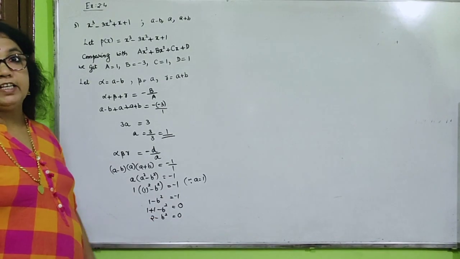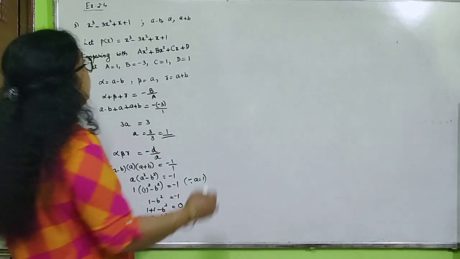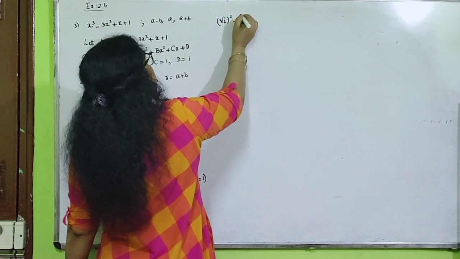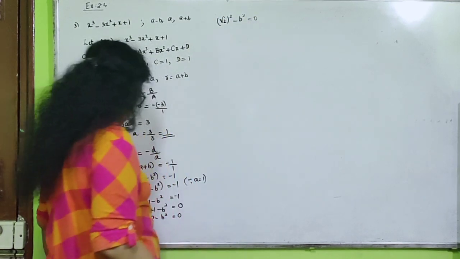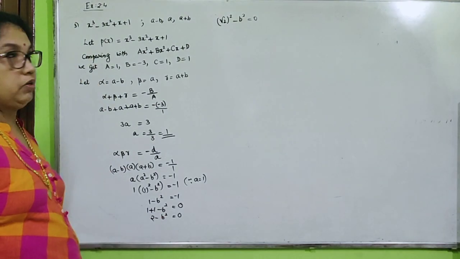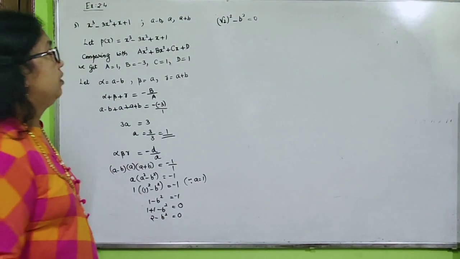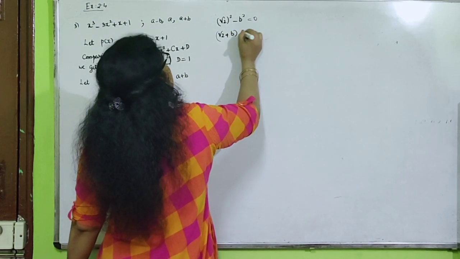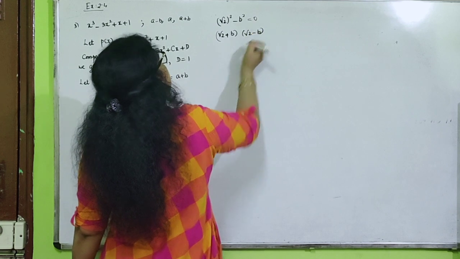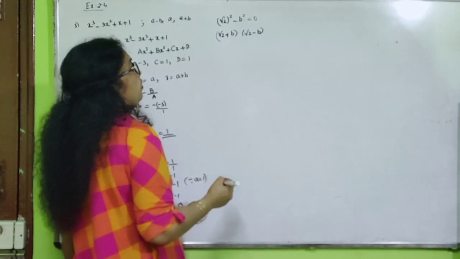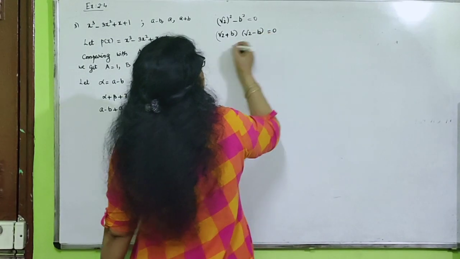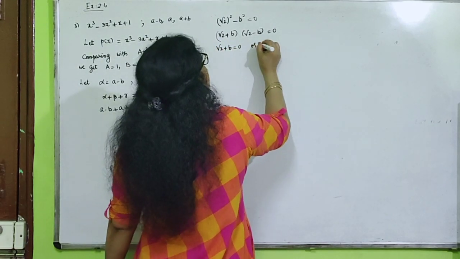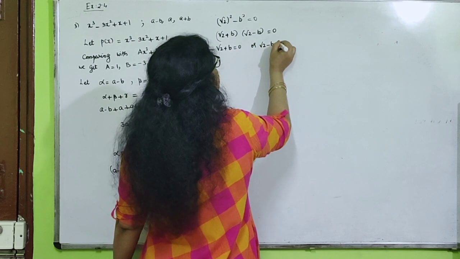This is in the form of A square minus B square. How can we write? 2 you can write as root 2 square. So root 2 square minus B square equal to 0. Now this is A square minus B square form. So A plus B, A minus B, where A is root 2. So root 2 plus B into root 2 minus B equal to 0. So root 2 plus B equal to 0 or root 2 minus B equal to 0.